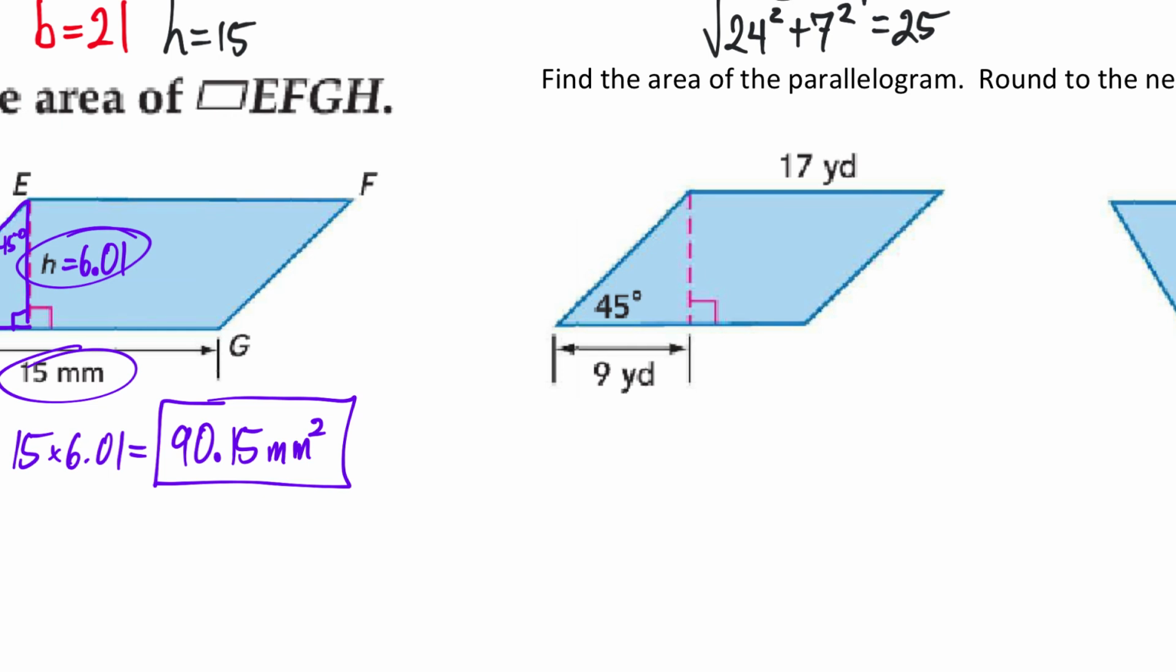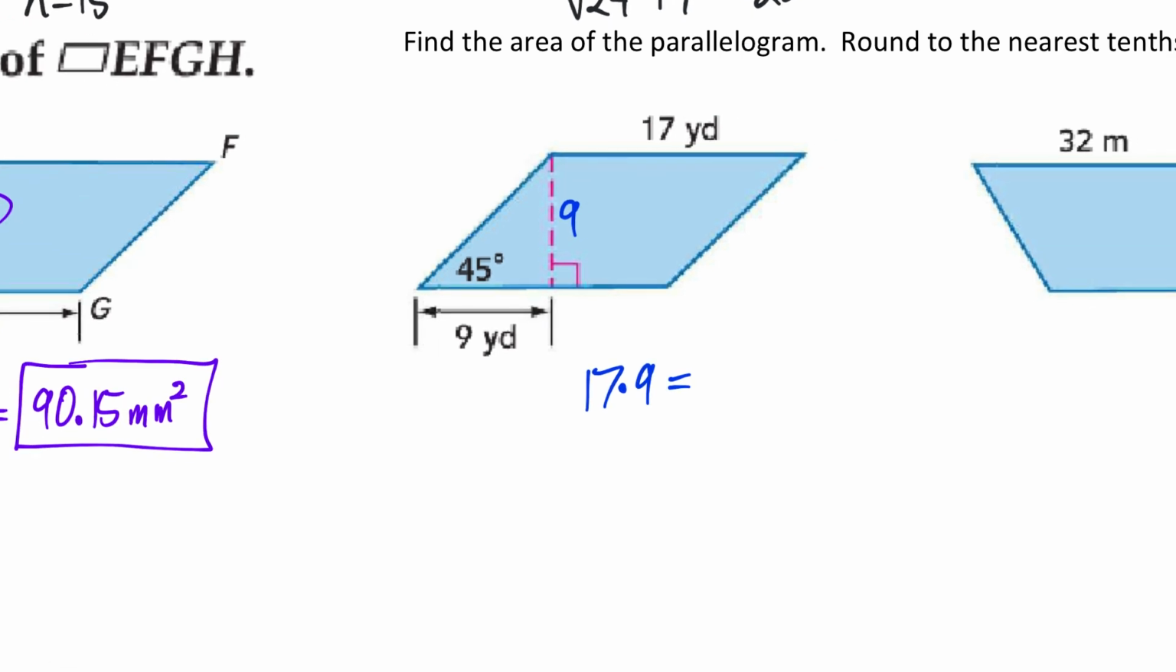Okay, on this one, 45, 45, 90, same thing. This time I know this is 9, and this side has to be 9 because on a 45, 45, 90, the two legs are equal. Base is 17, height is 9, so I'm just going to do 17 times 9, which is going to be 153. Is that right?